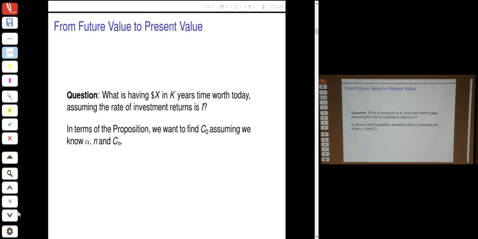Future value and present value. If you have X dollars in K years time, what is it worth today, assuming the rate of investment returns is I per annum? You want to have X dollars back after K years. So, how much should you invest today? What is the present value? That is the question. In terms of the proposition, we want to find C0 assuming that we know alpha, n and Cn.